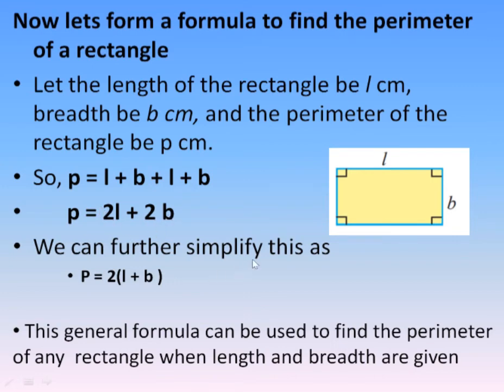We can further simplify this as P equals 2 times, inside brackets, L plus B. You know, with brackets, we have to solve the operation inside first and then multiply this answer by the number outside of the brackets. This is the general formula that can be used to find the perimeter of any rectangle when the length and breadth are given.